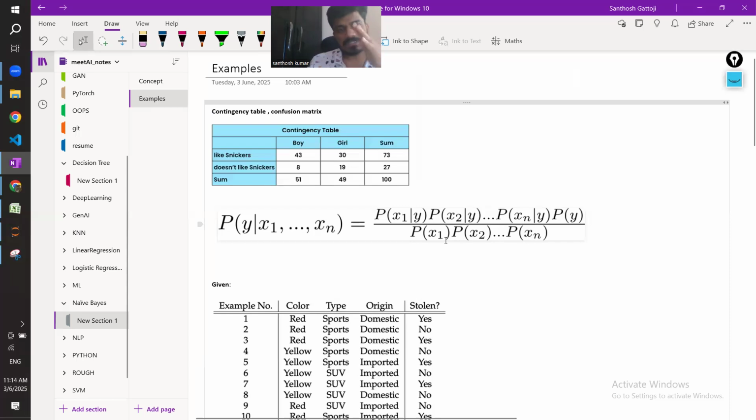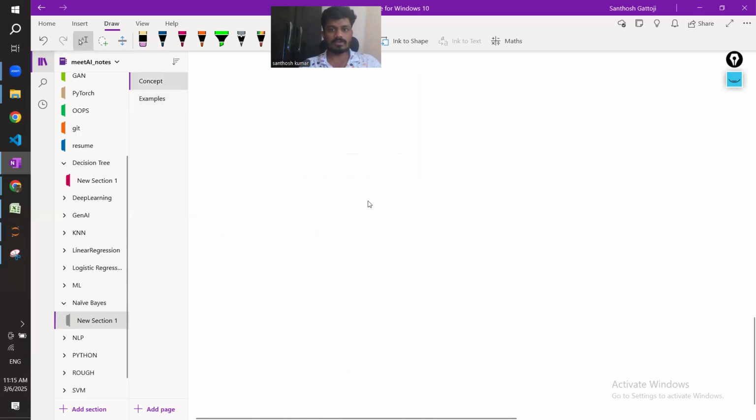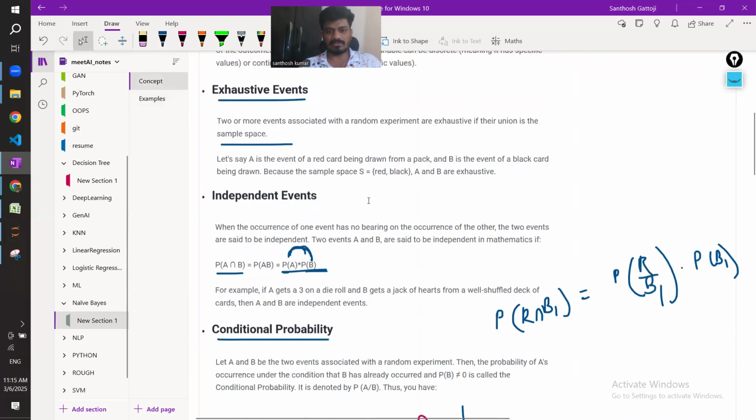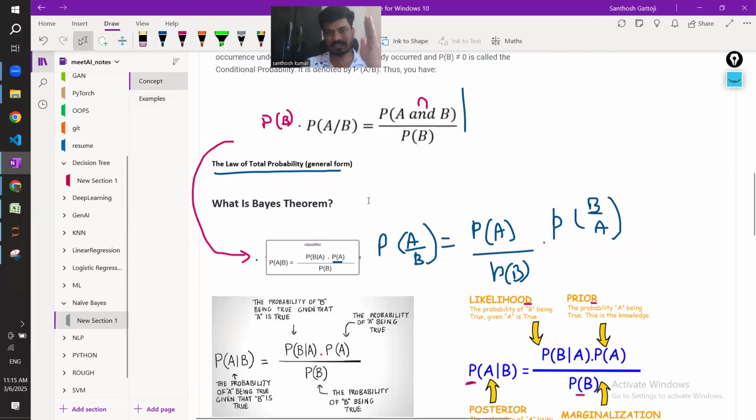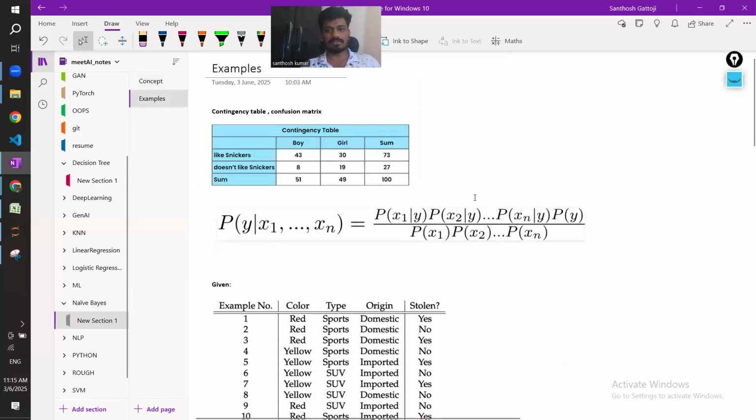Before jumping to that, we'll solve two examples, which will make our foundation in probability a bit stronger. Then we can go into that concept. The theory part is just this: if you understand these two small formulas, conditional probability and Bayes theorem, it's not that difficult.